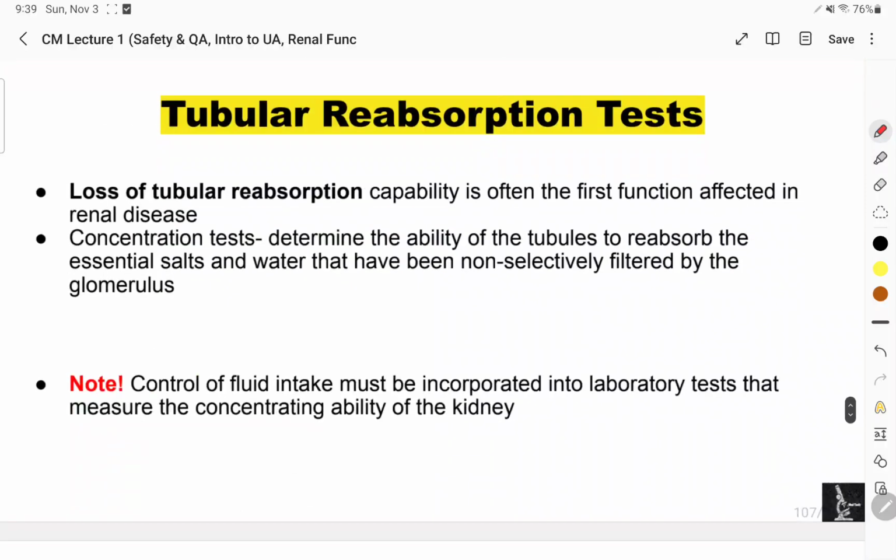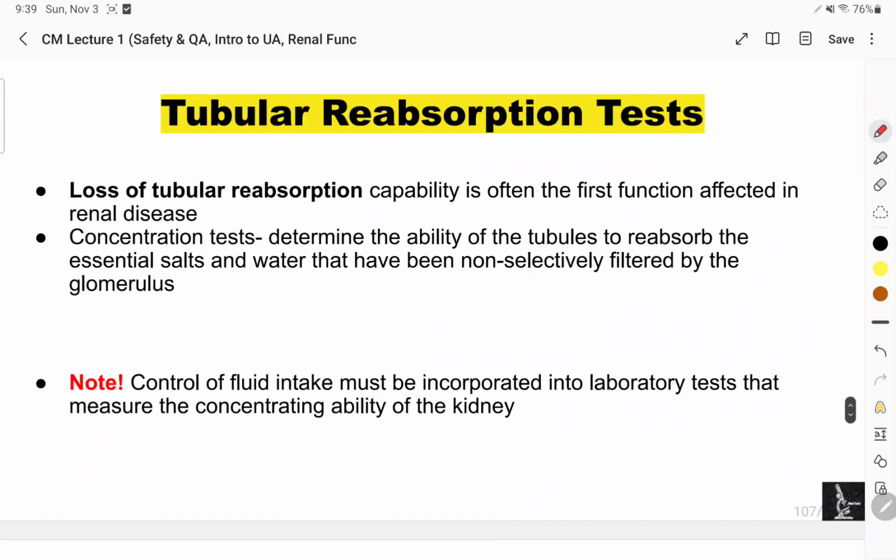Okay? So kana tubular reabsorption tests. What are the tests to measure your tubular reabsorption? So the loss of tubular reabsorption is often, no, the first function affected if you have renal disease. Okay, so what are these tests in order for us to know if kaya pa ba sa itong tubules na reabsorb? We have concentration tests. So it determines the ability of the tubule to reabsorb the essential salts and water that have been non-selectively filtered by the glomerulus. So concentration, kaya pa ba sa itong tubules nga mo concentrate sa itong urine?